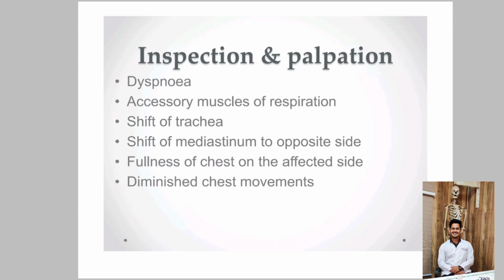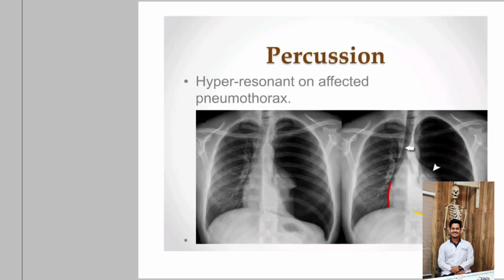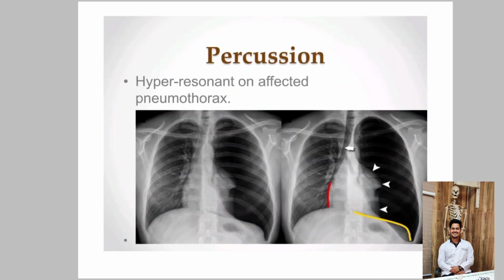There will be use of accessory muscles of respiration. The trachea will be shifted to opposite side. The mediastinum will be shifted to the opposite side. There will be diminished chest movement. Along with that, there will be fullness of the chest. On percussion, you will find hyper-resonant sound on the affected side.